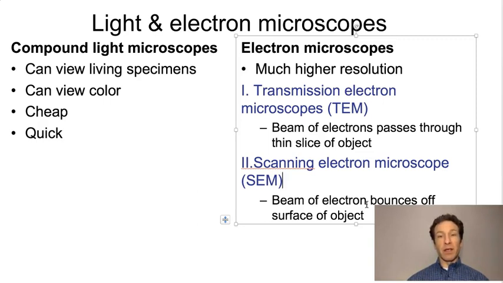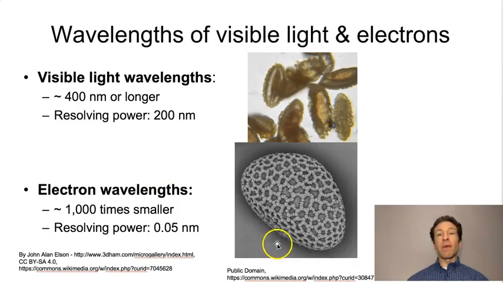that creates the image. So if you want to know what the outside looks like, you use a scanning electron microscope. If you want to know what the inside looks like, you would use a transmission electron microscope. If we look back at this image of a pollen grain, we're seeing the surface. So this must have been an SEM image.